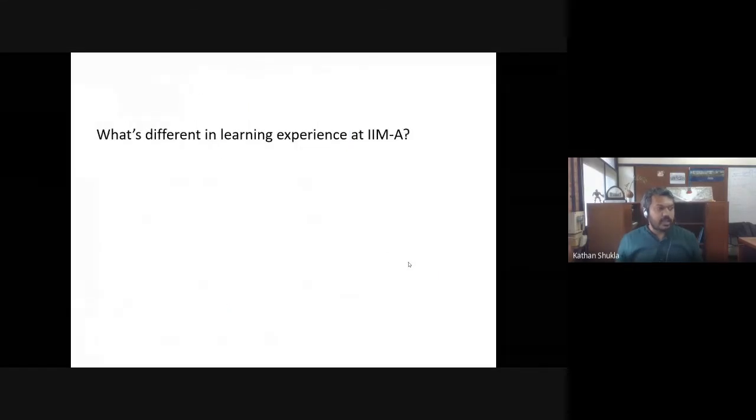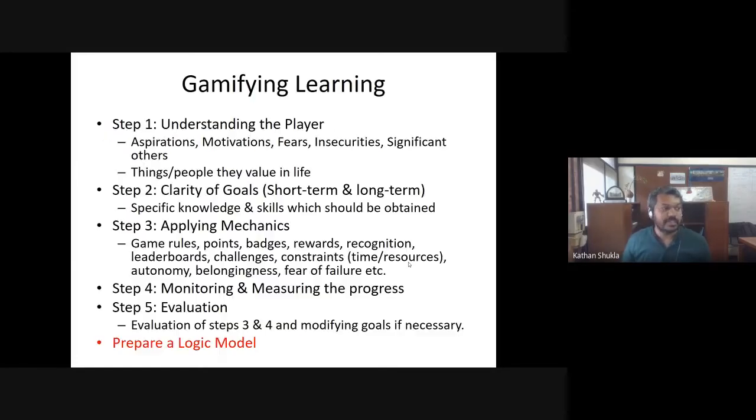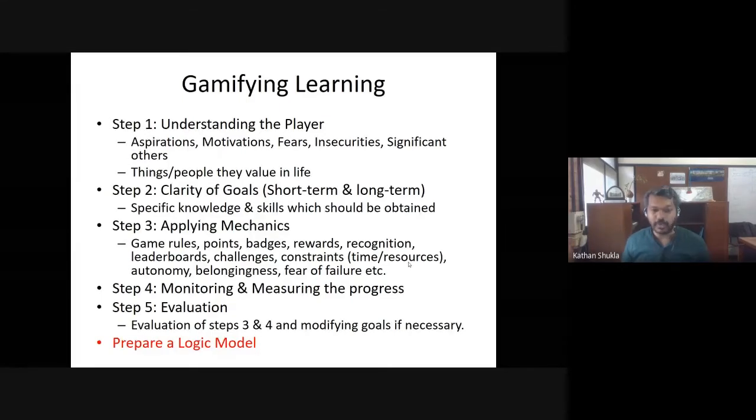All right. So now I'll talk about some smaller things that happen at IIM Ahmedabad, how we have designed learning experiences a bit differently. So I'll share something about it. First of all, going back to this, of course, we understand our players, we understand our students, so I'm not going to talk about that, but clarity of goals. At the end of the program, what is it that we want?